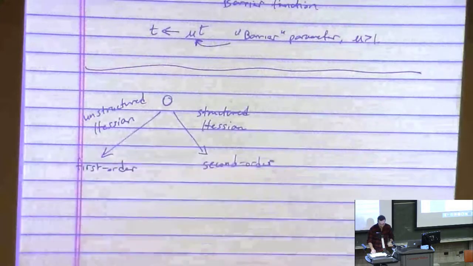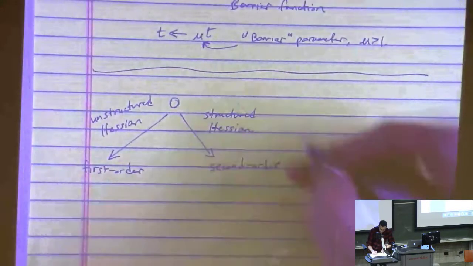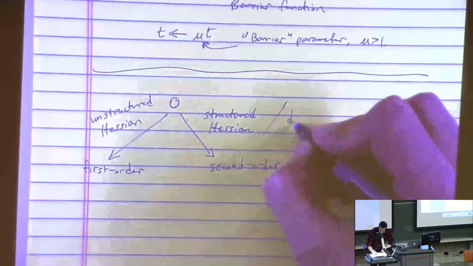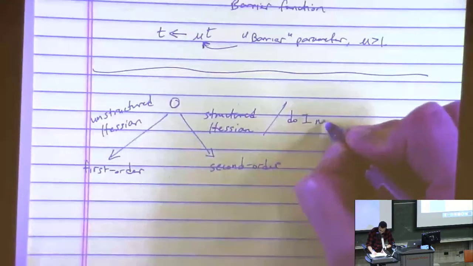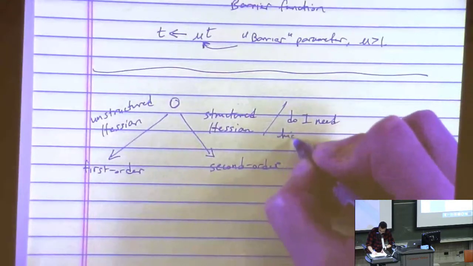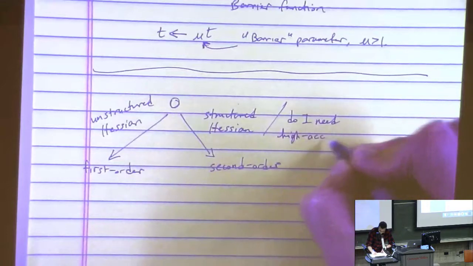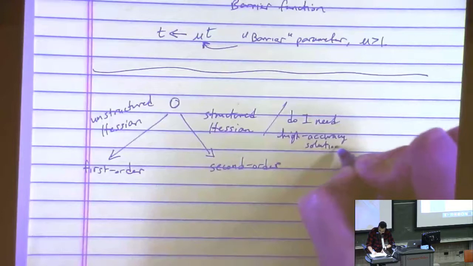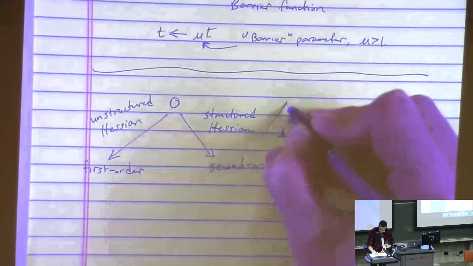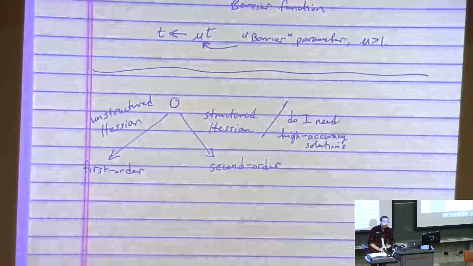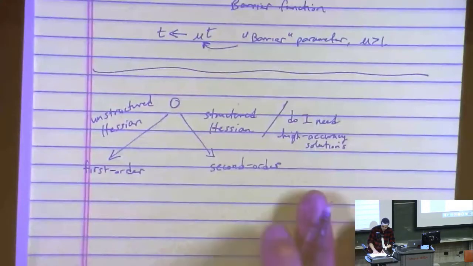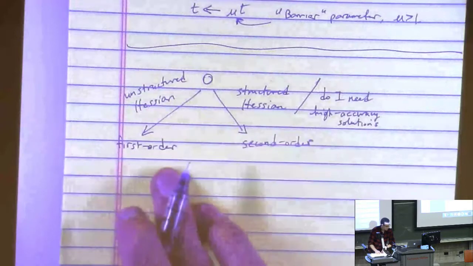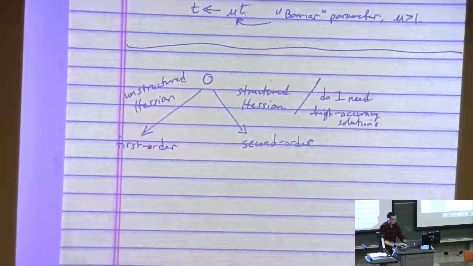But this is not the only consideration. You might also ask yourself something like, do I need high accuracy solutions? Because if you do, that's also the strength of second order methods. Okay, so within first order, I'm considering these methods to be first order: coordinate descent, ADMM, and Frank-Wolfe.